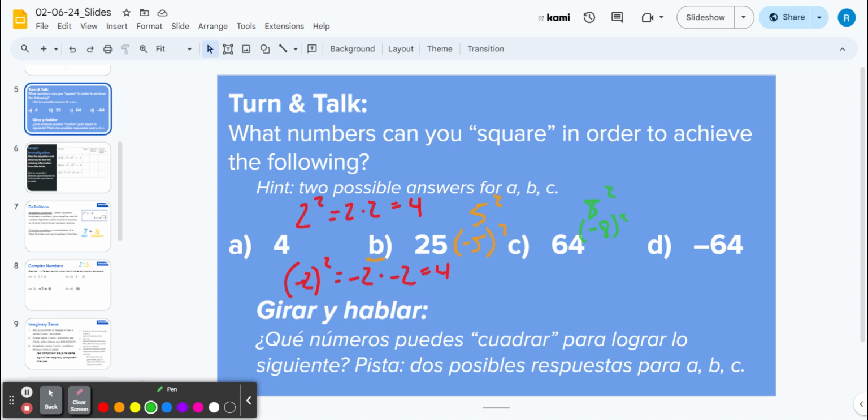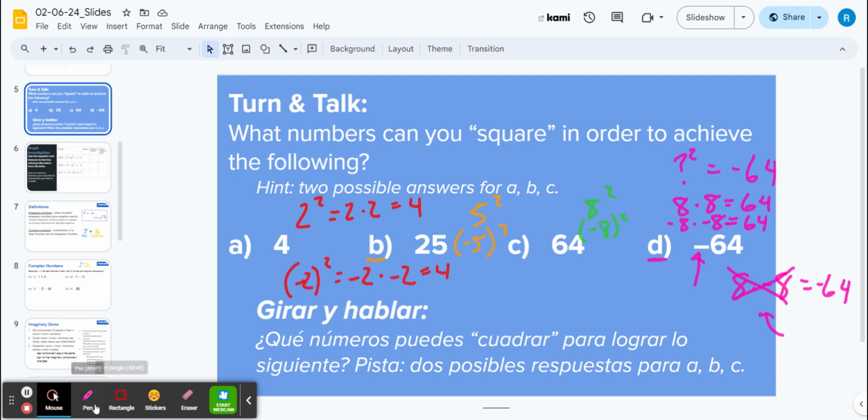However, as soon as we get to problem D, where we're trying to target a negative number, there's nothing that we can square to get a negative 64, right? Because if I do positive 8 times positive 8, that's a positive 64. Negative 8 times negative 8 is positive 64. We can do that mismatch of 8 times negative 8 to get negative 64, but that doesn't really square the number, right? So mathematicians created this idea of an imaginary number to help us accommodate that.